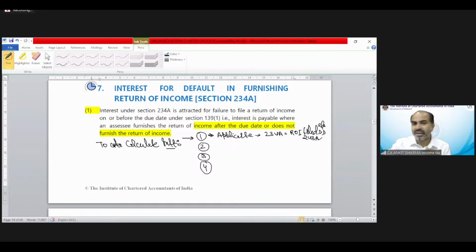So I have explained one out of these four things needed to calculate interest, and that is applicability, like section 234B, when interest would be applicable. First of all, we should know when it will be applicable. So 234A would be applicable when ROI has not been filed up to the due date or ROI is filed after the due date. What more do we need to calculate interest in any case? What else do we need to know?